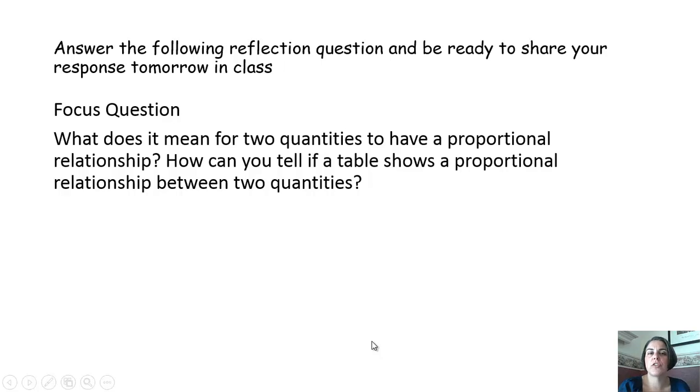Here's your focus question that I need for you to go ahead and answer and be prepared to share in class tomorrow. What does it mean for two quantities to have a proportional relationship? How do you know the relationship is proportional? And how can you tell if a table of values shows a proportional relationship between two quantities? So I need for you to go ahead and try to answer those questions. Bring them to class tomorrow ready to share.